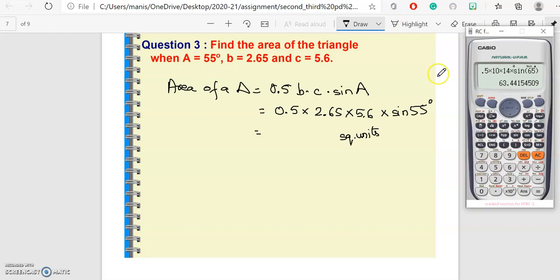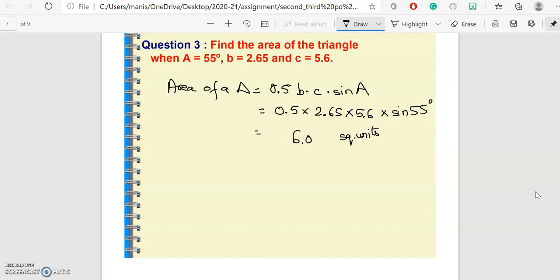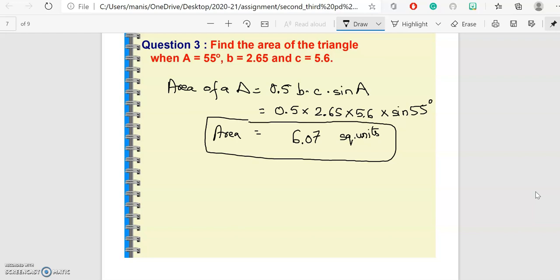So let's pull our calculator over here. So this is my 0.5. Do not forget 0.5. That's your 1/2. 2.65 times 5.6 times sine of 55. Since I opened one parenthesis, I will close it also, and my answer is 6.07. So the answer is 6.07, and this is my area for this triangle with the given 2 sides and the included angle.